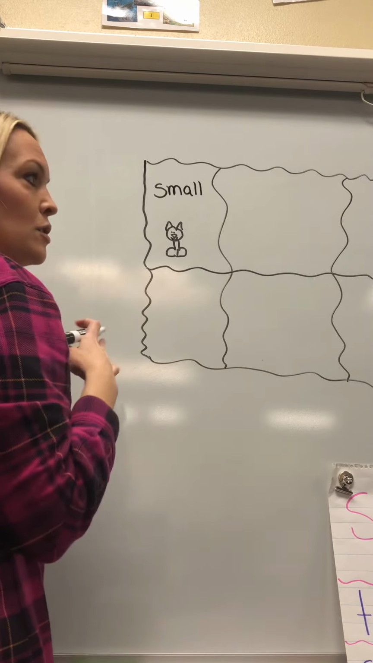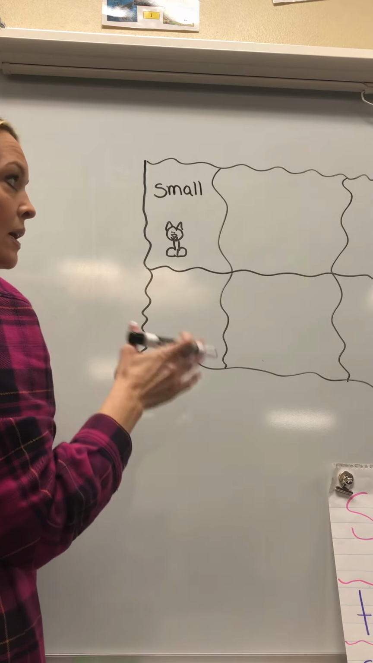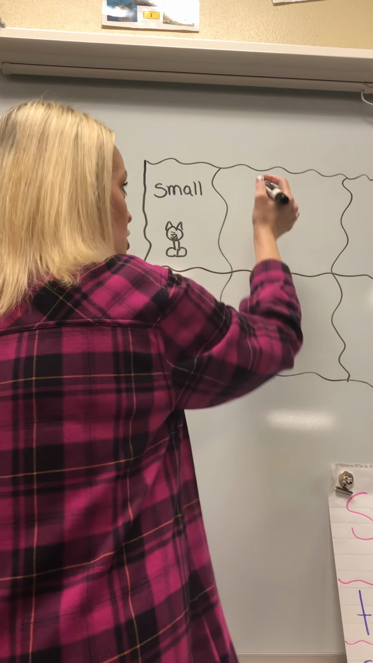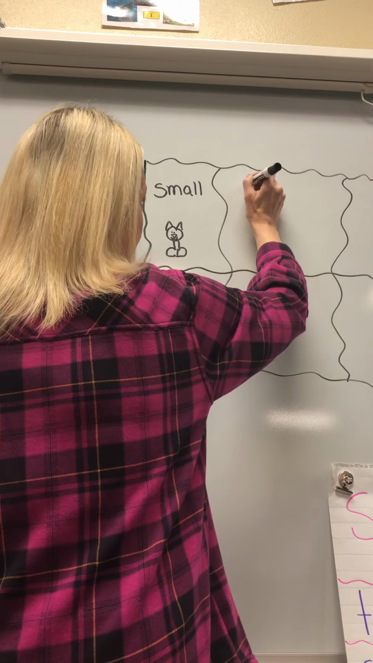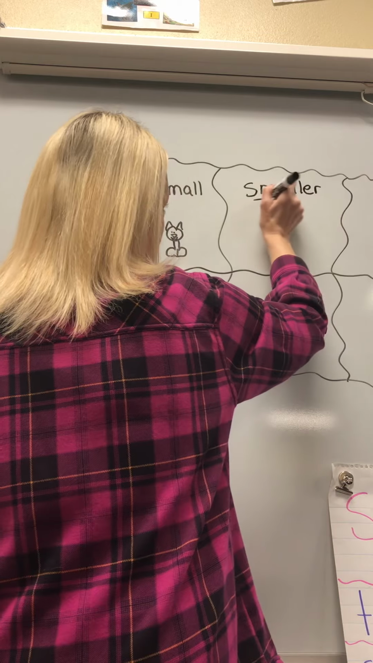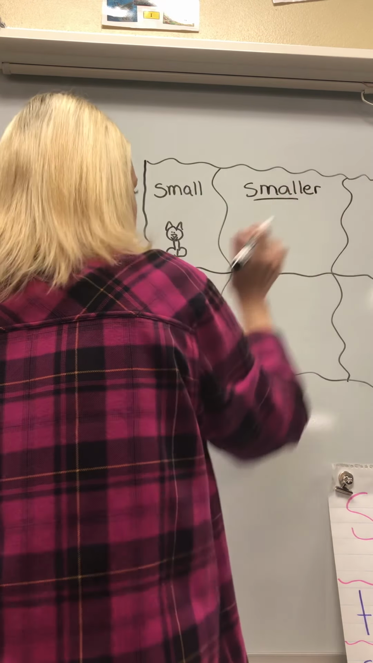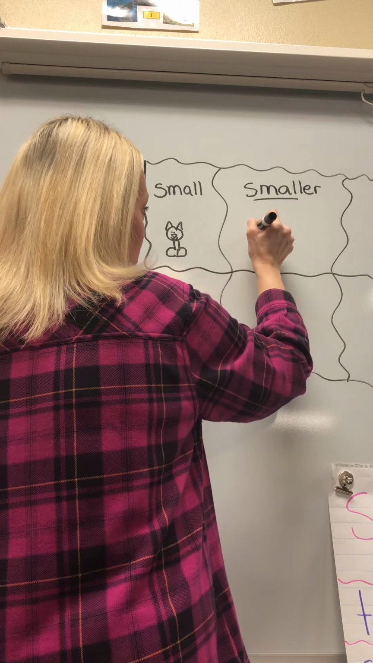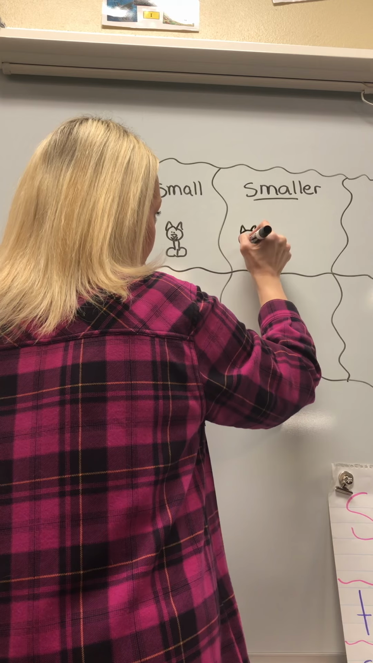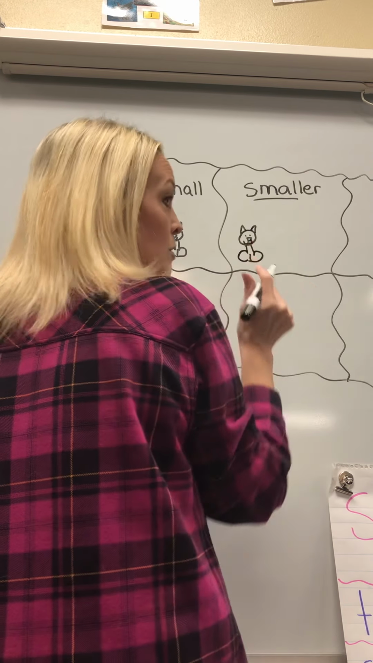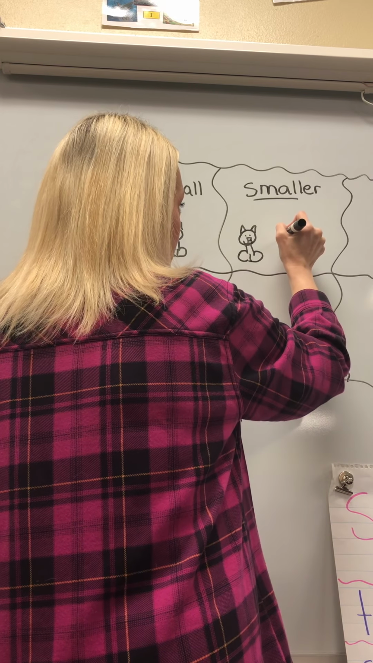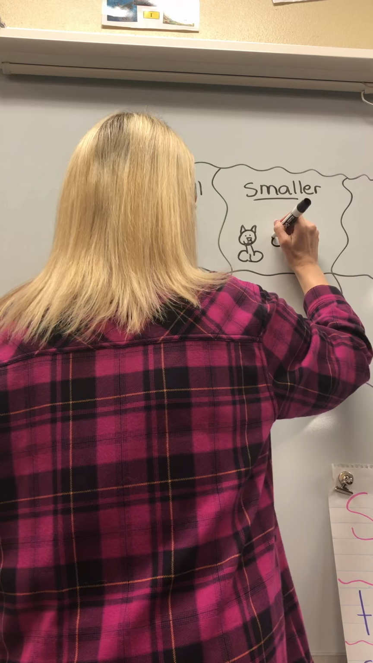Okay? Then we're going to do the same thing, but we're going to add our ER and our EST to it in the next 2 columns. So smaller would be my next word. I'm going to add my ER to the end of my base word small. And small is not going to change, so I just add an ER. So Princess is small. Now remember, we're comparing 2 things right here, people or things. And Diamond is smaller. That's my other kitty.